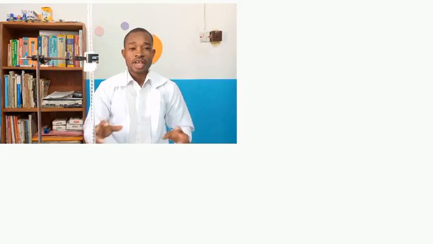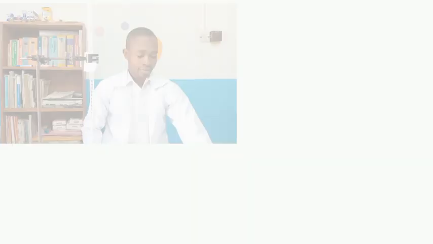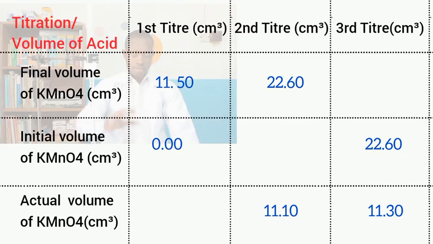So let us first complete our table like I told you earlier. And so I'd like us to take a look at our table once again. Now you observe that in the first titration, the actual volume of the potassium manganate 7 used was not given. And so how do we get that? Please, you watch the table, you would see we have final volume of potassium manganate 7 used, we have initial volume of potassium manganate 7 used, and then the actual volume of potassium manganate 7 which we are to complete. We need to fill in that missing value.